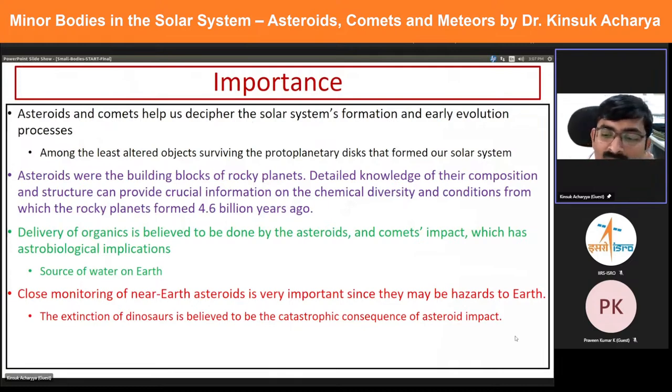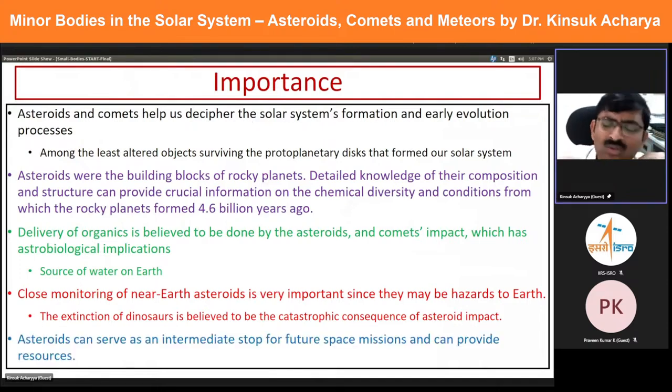You can see that some of them can be a hazard to the Earth, and the extinction of dinosaurs is believed to be the catastrophic consequence of an asteroid impact. Not only that, considering the various space explorations from various agencies, we can see these asteroids can serve as intermediate stops for future space missions and can also provide resources. These are only a few very small ones I listed, but there are enormous benefits if we study these objects.